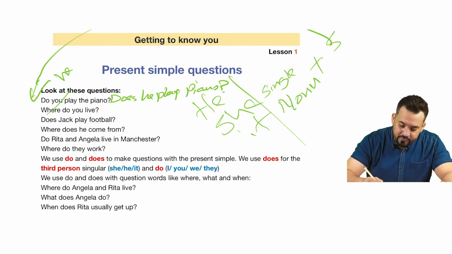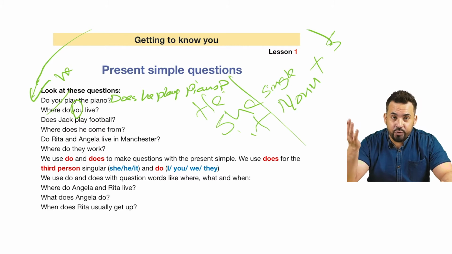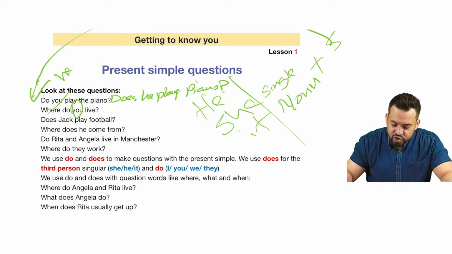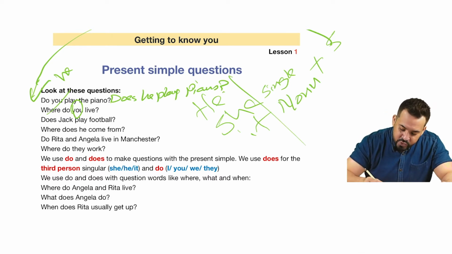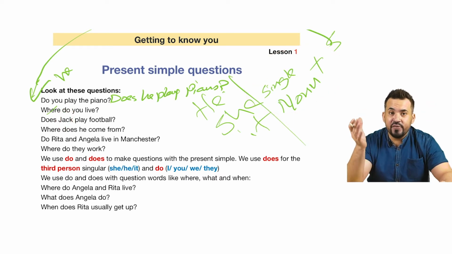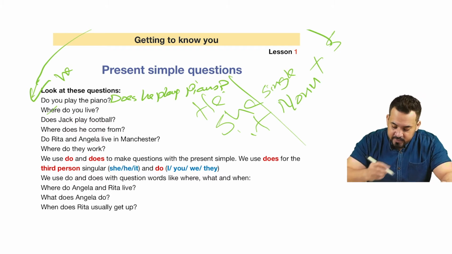Where do you live? Again, here is you, so do. But if we say where does she live, we're going to add an S to the do. Does Jack play football? So why did we use does here? We use does here because it's Jack, and as we said, it's a single noun or a name. With a single noun or a name, we always use does. Does Jack play football? Where does he come from?